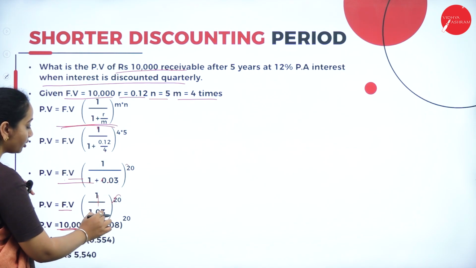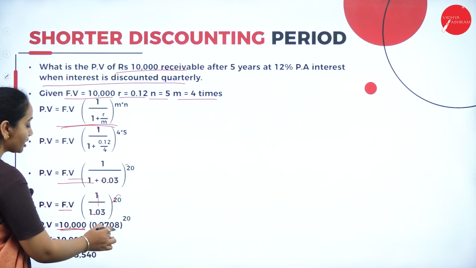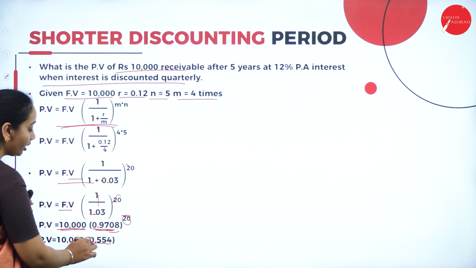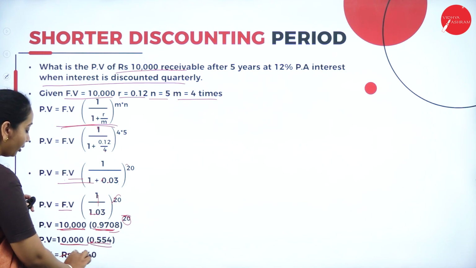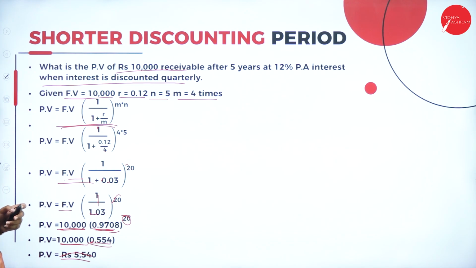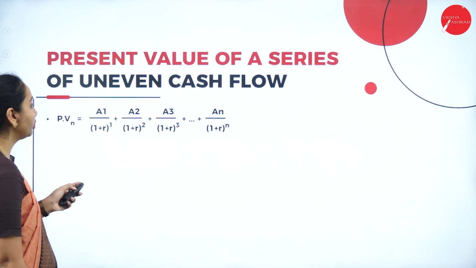So 10,000 into 1 divided by 1.03, we have got 0.9708. So 0.9708 whole to the power of 20 will get 0.554. So 10,000 into 0.554, we are going to get 5,540. So the present value is 5,540 rupees.